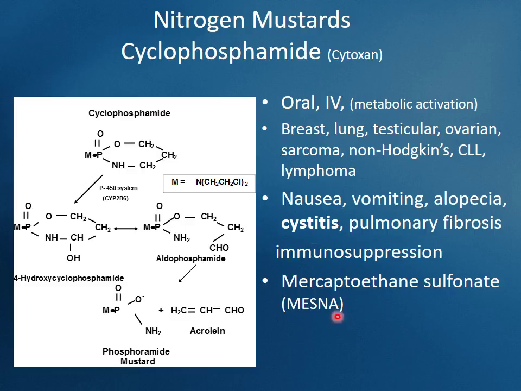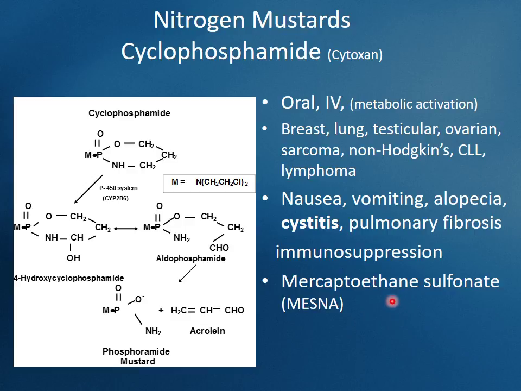So we end up giving an antidote called mercaptoethane sulfonate, otherwise known as Mesna. You'll only ever hear it called Mesna. That's the brand name for that product. Basically, this will bind up the acrolein and prevent it from causing that hemorrhagic cystitis. Okay, so it's a unique kind of side effect with that one.